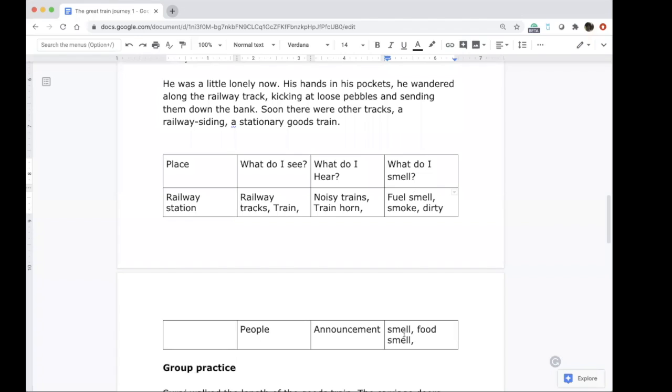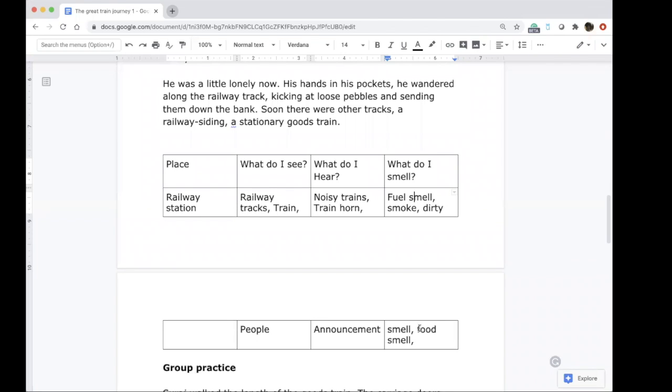Again, can anyone help me with this? How can you convert these into sentences? The third column. Remember how I did for the first two? Yes, Srinivas? I smell fuel smell. Yes, I smell fuel smell in the railway station. Okay, Yogita, you can tell me the next. I smell smoke. Where are you smelling smoke? Smoke in the railway station. You have to finish the sentence. I smell smoke in the railway station.